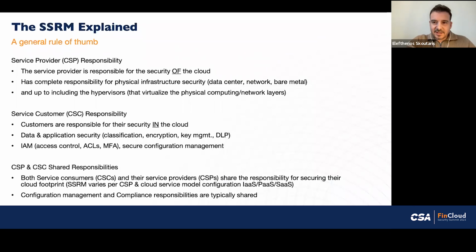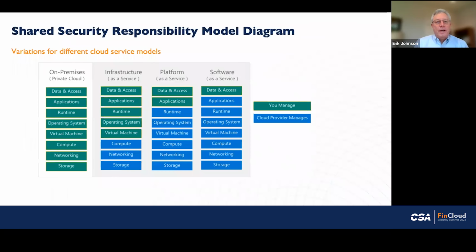So that's all from me as a basic overview of the SSRM. I'm handing over to Eric to continue on the SSRM CCM integration part. Eric. Thank you, Lefteris. So yeah, I really like that pizza as a service analogy.